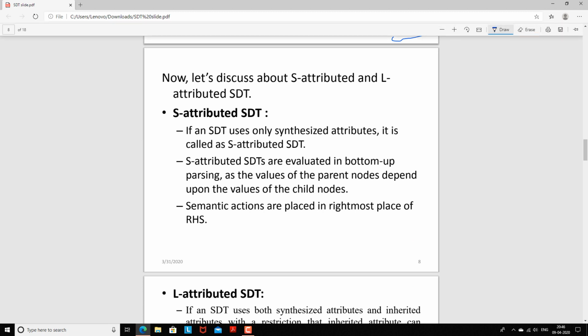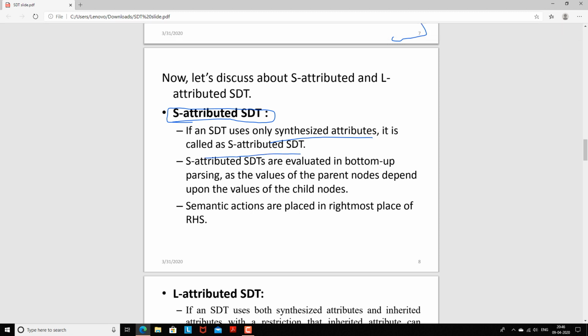The next is S attributed SDT. Here S attributed SDT is nothing but, if an SDT uses only synthesized attribute, it is called an S attributed SDT. Means those SDTs which have only synthesized attributes are also known as S attributed SDT.